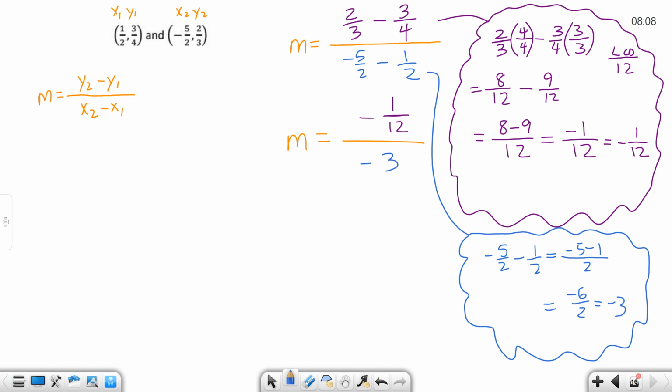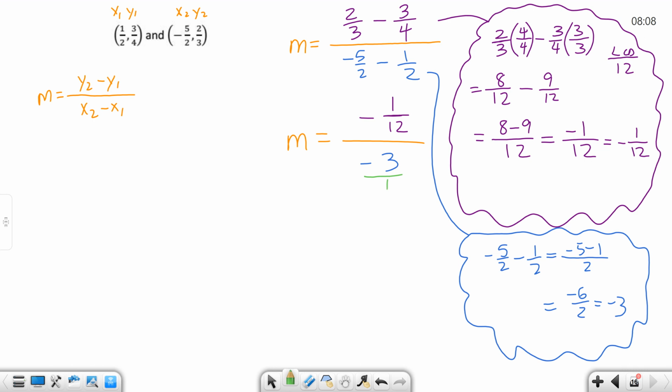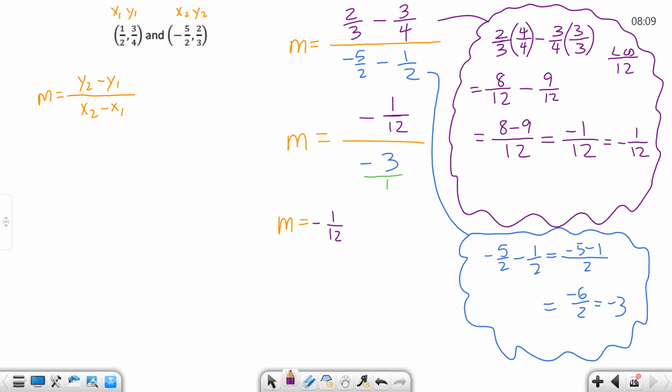So now I have negative 1/12 divided by negative 3. I got a fraction divided by a whole number. But wait a minute. If I got a fraction divided by something, I got to multiply by what? The reciprocal. And if the bottom of the denominator is not a fraction, I've got to make it a fraction, right? So what am I going to do? I'm going to put this over 1. So that way I can come back to my orange here. I can go, okay, m equals, and it's going to equal what? It's going to equal the numerator, negative 1/12, times, if you want to put parentheses, a dot, I could do parentheses or I could do a dot.